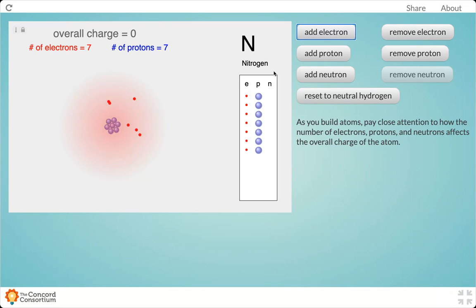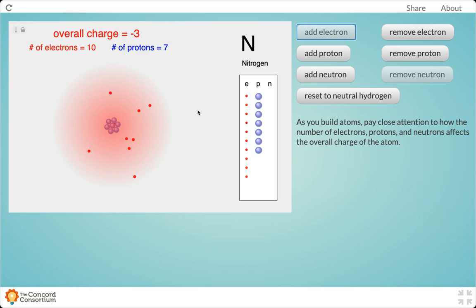So what happens to this nitrogen atom if I keep adding electrons? If I add one more electron, what happens to the overall charge? Notice that it becomes -1. If I add another electron, notice that the overall charge becomes -2. If I add another electron, notice that the overall charge becomes -3.